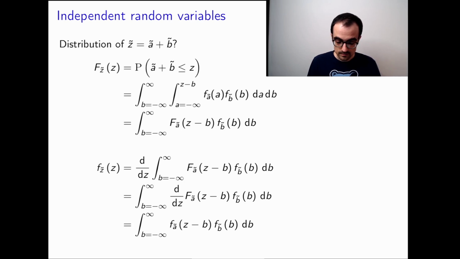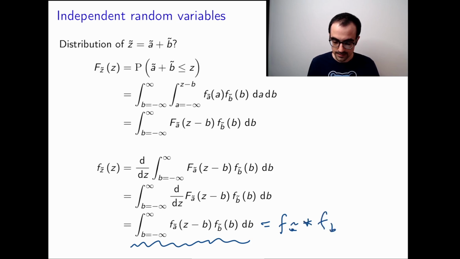This operation is called the convolution, and is usually written like that. It's the convolution between the PDF of A and the PDF of B. And if we had done this for discrete random variables, we would have gotten essentially the same thing, but in discrete. So the discrete convolution, which is a sum, and then this would have been PMFs instead of PDFs.